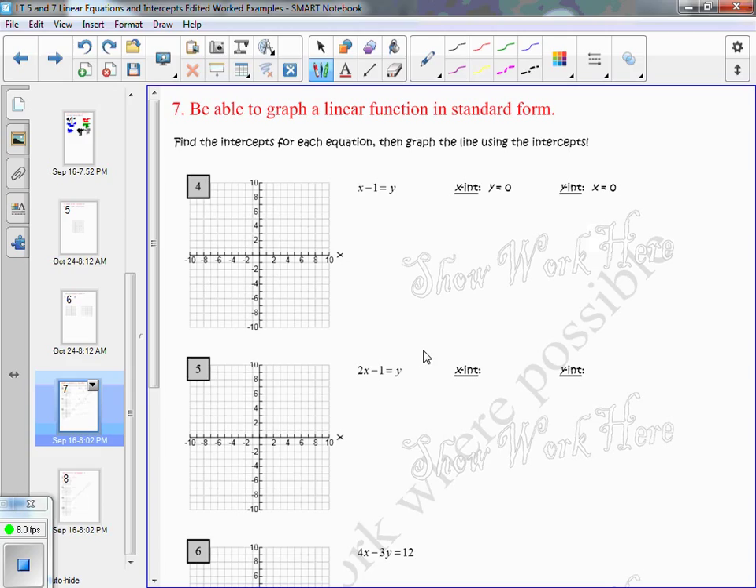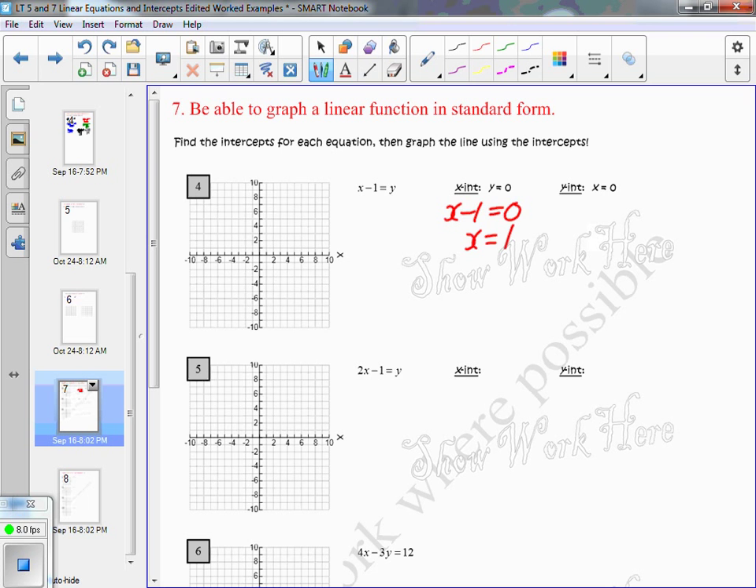I'm good either way. All right, so now, not only are we going to find the x-intercept and the y-intercept, we're going to draw the graph, all right? So for number 4 here, our equation is x minus 1 equals y, which is not any kind of a form. It's almost slope-intercept form, but the two sides are switched on the equation. But that's okay. I can still get the x-intercept by replacing y with 0. So that would become x minus 1 equals 0. Solve it for x equals 1.